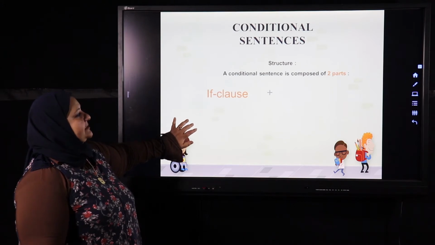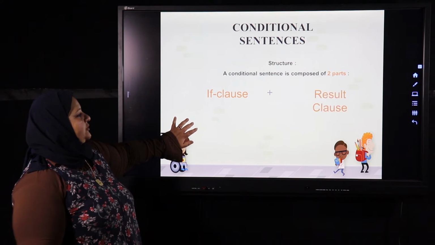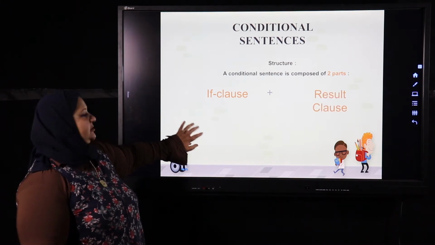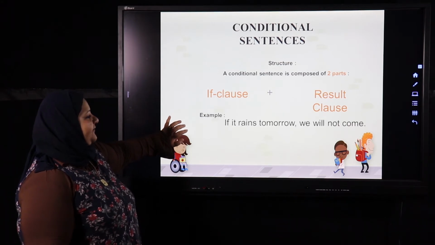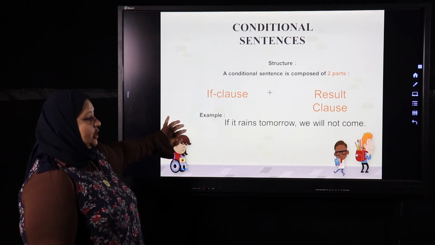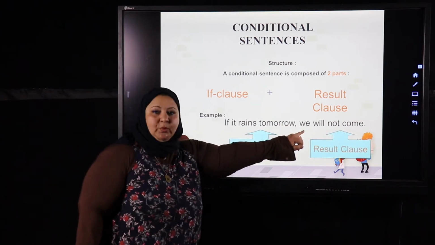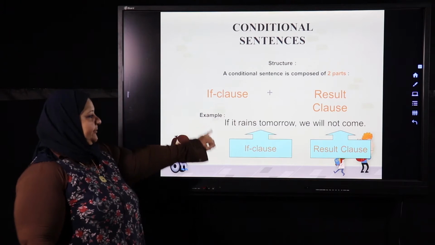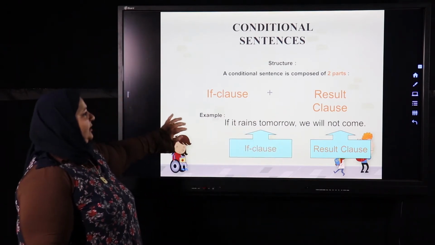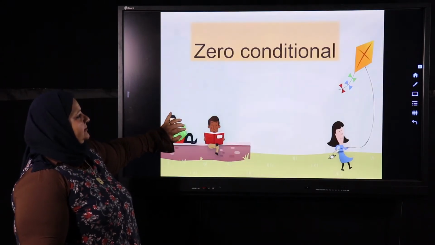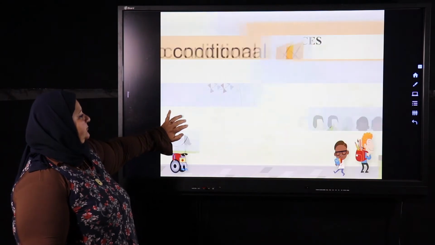A conditional sentence is composed of two parts: the if clause, the first one, and the result clause. Example: if it rains tomorrow, we will not come. If clause here, and the result will. So, if plus present simple, then the second clause will be will. These are the conditionals.